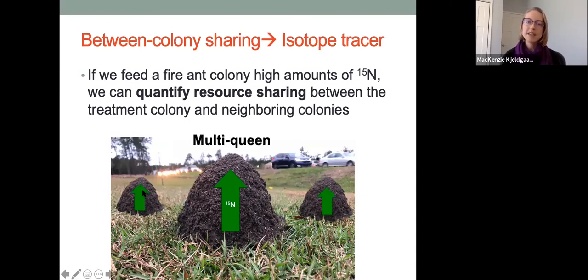So the hypothesis was that multi-queen colonies will be sharing with each other. So we would detect a high amount of nitrogen-15 in the treated mound, as well as the neighboring mounds. Whereas single queen colonies would really keep that to themselves. So we would only detect high amounts of nitrogen-15 in the treated mound.